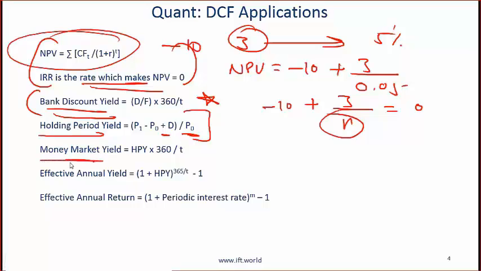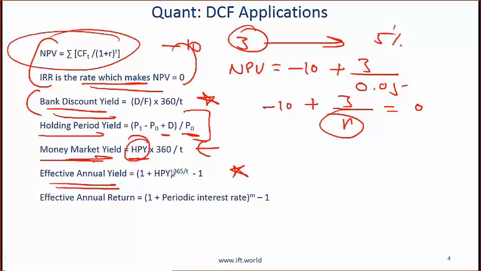Money market yield, it is the holding period yield times 360 over T. What's the difference between money market yield and bank discount yield? With money market yield, you actually look at the change divided by the investment amount, not the final face value. But anyway, this is a type 2, you have to know it. And then you have effective annual yield, which is 1 plus the holding period yield to the power of 365 over T, minus 1. So this is also extremely important. I would put it at type 2. You need to know this.